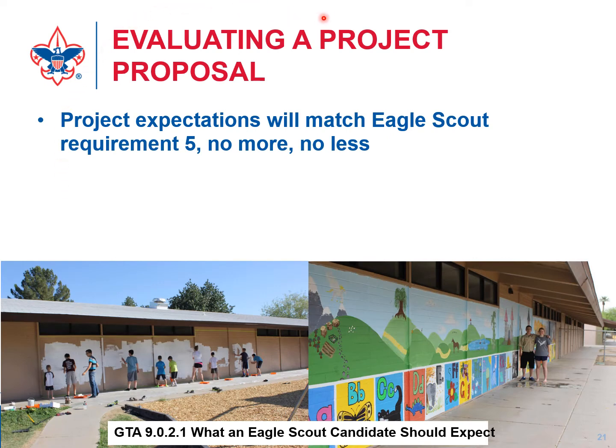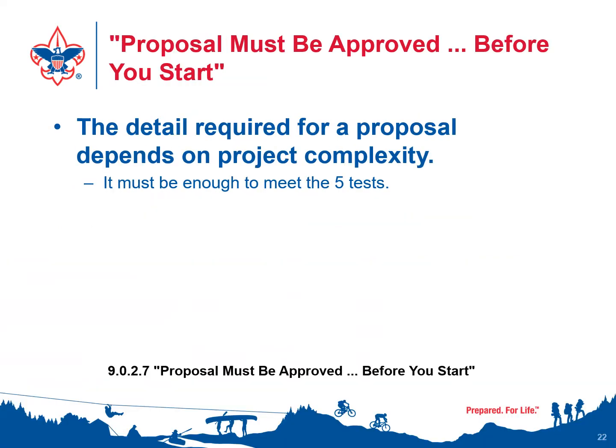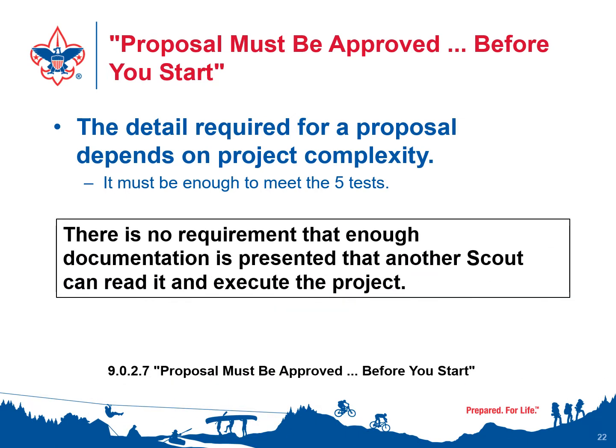So looking at evaluating the proposal, make sure that it matches requirement 5. No more, no less. And don't require proposals to include more than what is described in the Eagle Scout Service Project Workbook in the proposal section. These next few slides talk about the scope that has to be put in the proposal. The detail that is required in the proposal section doesn't have to be a lot of complexity. It's not a report like we used to require. It's simply enough information in that proposal section, in the boxes, to meet the 5 tests so that there's enough information there.